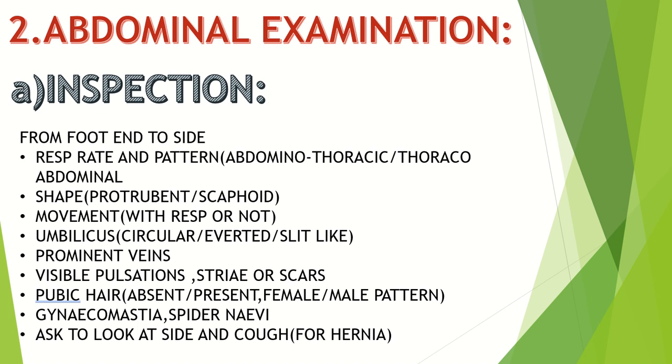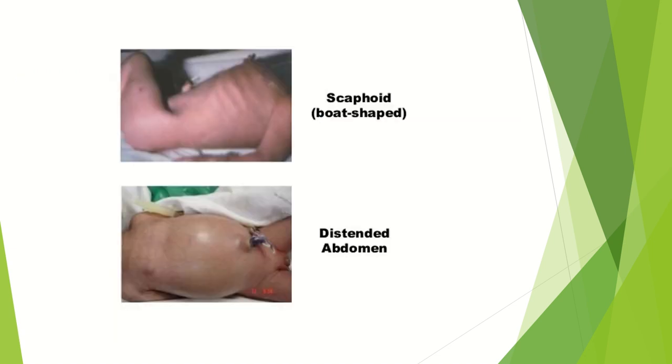Then the first thing that you have to look for is the umbilicus, whether it is circular, inverted, or normal. Are there any prominent veins? Are there any visible pulsations, any scars, any striae? Is there any pubic hair, and if present, is it of female pattern or male pattern? Is there any gynecomastia, any spider naevi? And then tell the patient to look at the side and cough to look for any evidence of hernia.